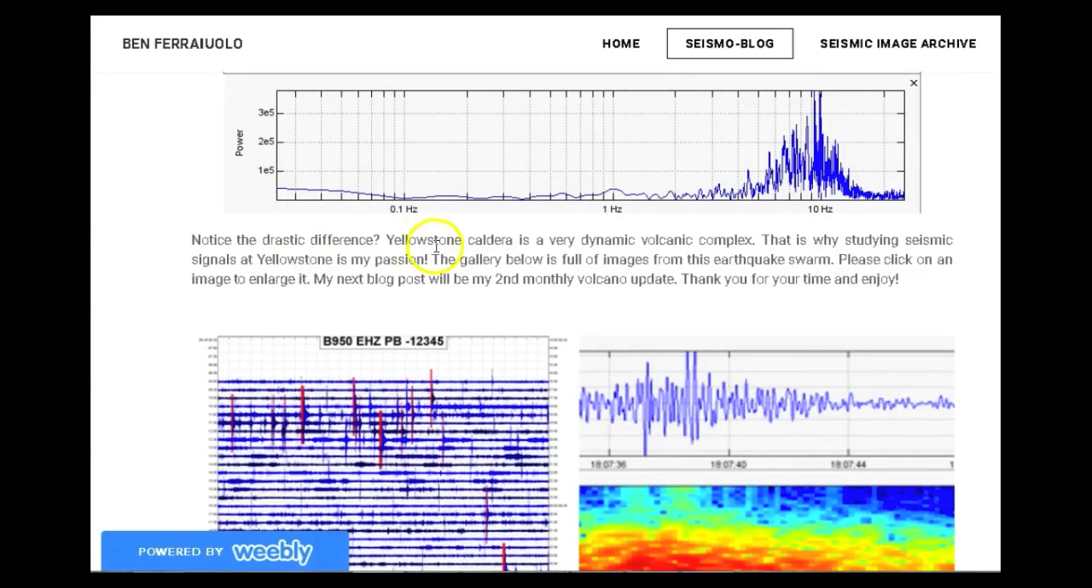Notice the drastic difference. Yellowstone Caldera is a very dynamic volcanic complex. That is why studying seismic signals at Yellowstone is my passion. The gallery below is full of images from this earthquake swarm. Please click on an image to enlarge it.